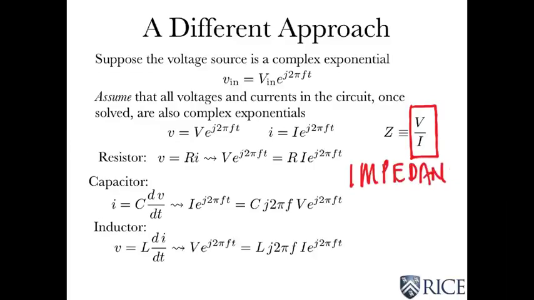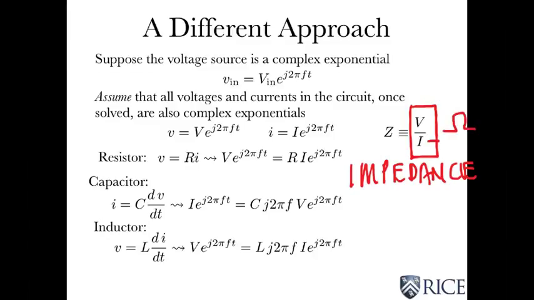So we're assuming that the source is a complex exponential at some frequency, and we now know that every voltage and current in the circuit is also a complex exponential. Well, let's hide the complex exponential for a while and just look at the complex amplitudes. We're going to define Z, the impedance, to be capital V over capital I. V is in volts and I is in amperes, so the ratio is ohms. So impedance has units of ohms.